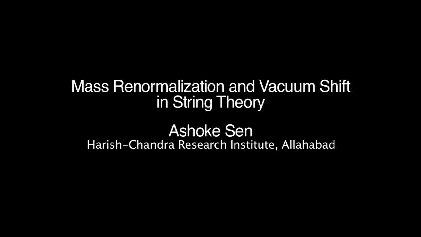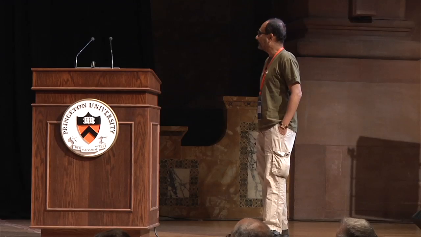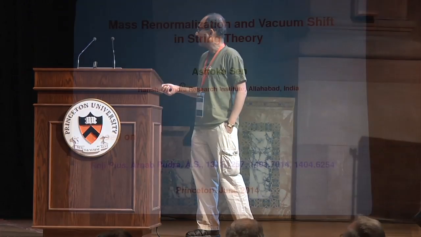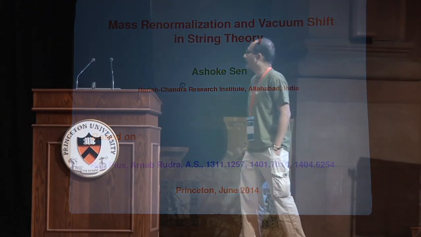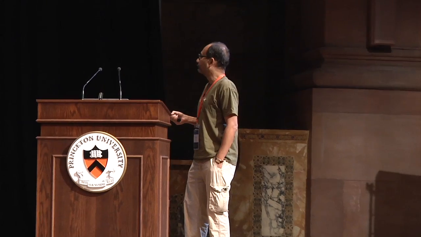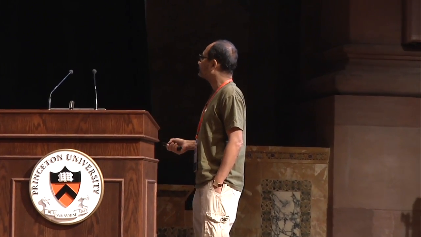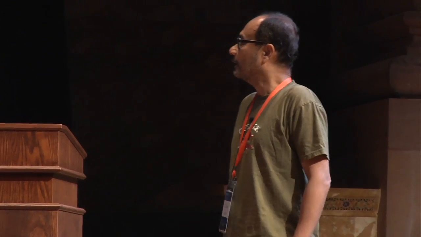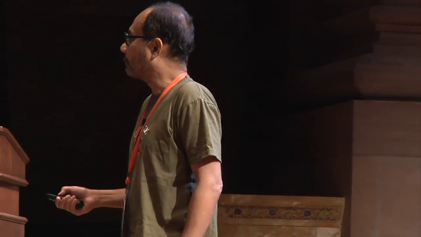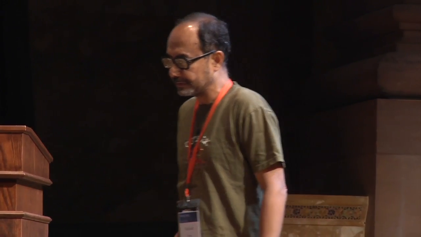So my title today is Mass Renormalization and Vacuum Shift in String Theory, and what I'll be describing is based on these papers by Rojipas and Arnabrudra. So the motivation for this work comes from the observation that if we take conventional techniques in string theory, they have limited use in the study of mass renormalization or vacuum shift. So what I'll do is to begin by outlining the origin of what kind of problems we encounter when we try to use conventional techniques of string theory in studying these problems.